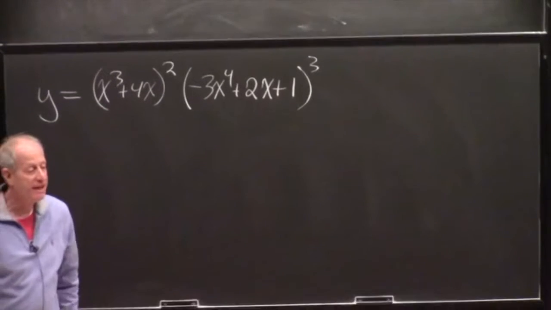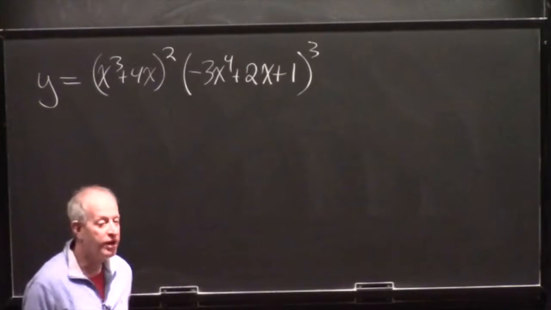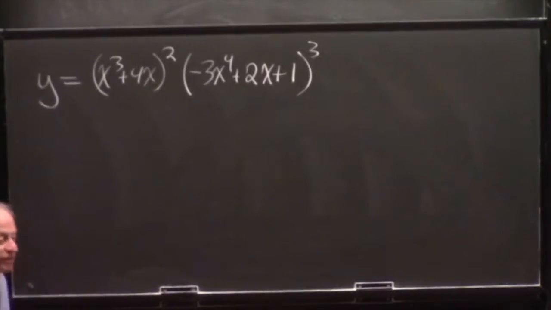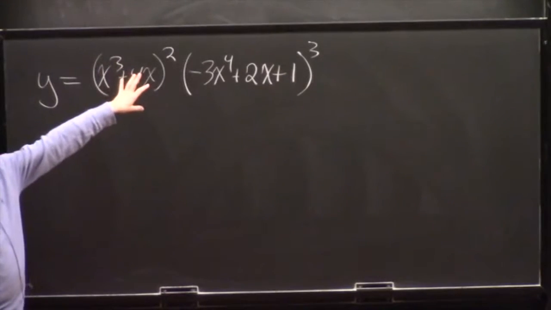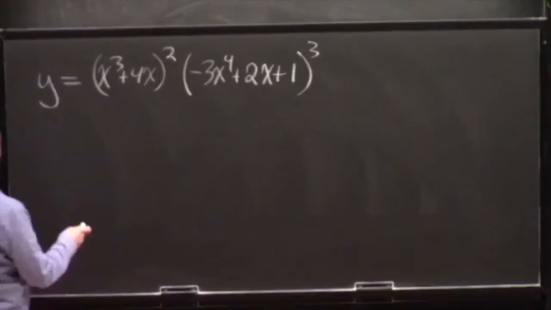So look at a problem like that. You say, all right, I know it's product rule because I have a function multiplied by another function. And the derivative of each of these is going to require the chain rule. So it tests both things at once.